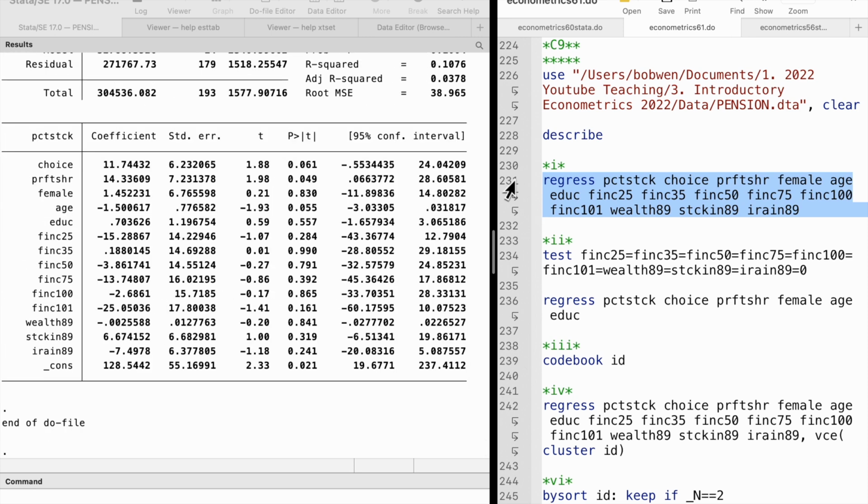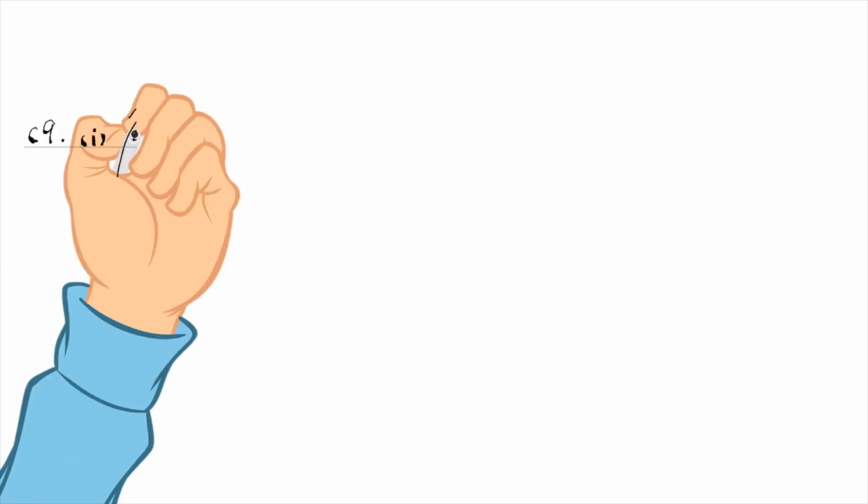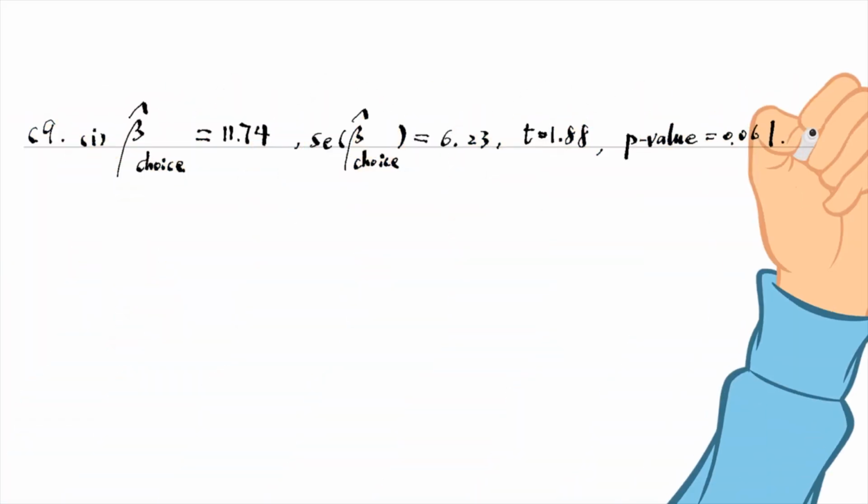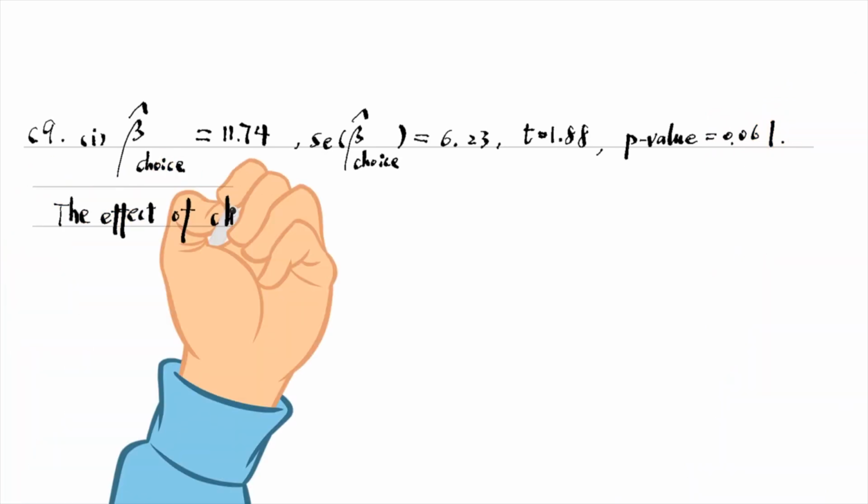The estimated coefficient is 11.74 and its standard error is 6.23. The t-statistic is 1.88 and its p-value is 0.061 against a two-sided alternative. The effect of choice is statistically significant at the 10% level.